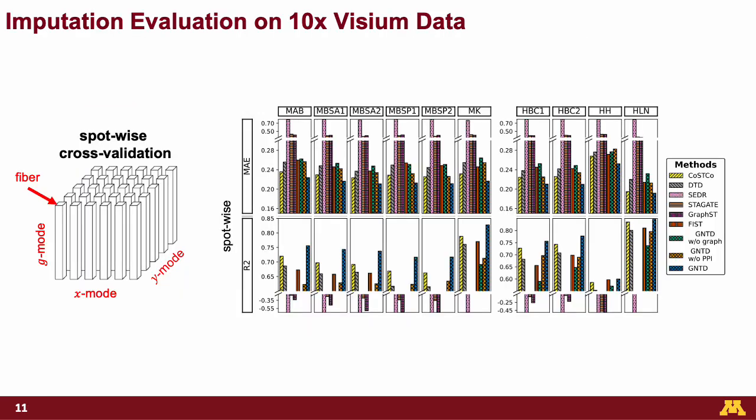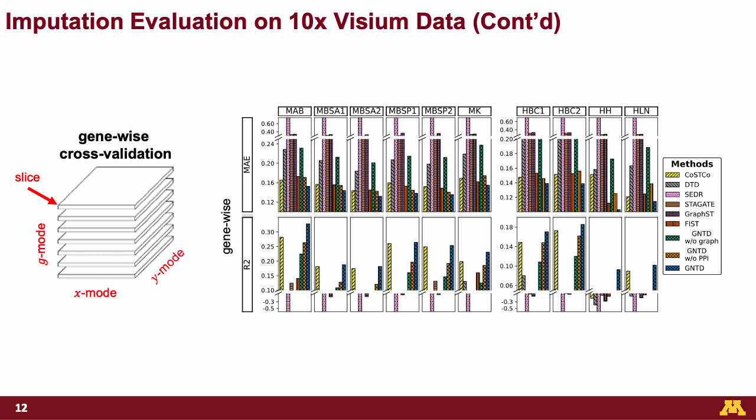To evaluate the imputation performance of GNTD on real spatial transcriptomic data, we first performed a tenfold spot-wide cross-validation for GNTD and all the comparing methods on the 10 different Text Vidim datasets. We can clearly see that GNTD consistently achieved the best performance in the spot-wide cross-validation. Similarly, we also performed the tenfold gene-wide cross-validation for all the methods on the same datasets, and we have a similar conclusion to the spot-wide cross-validation.